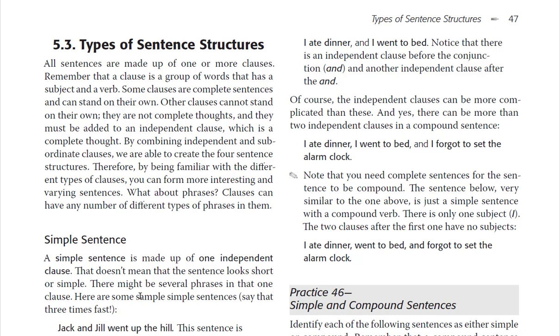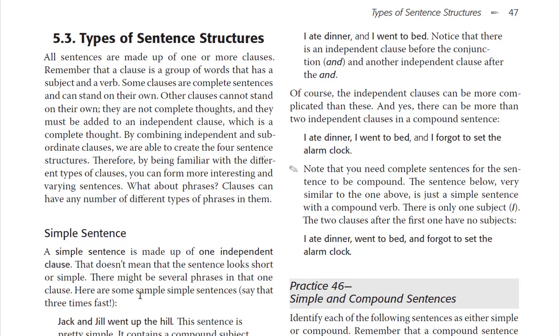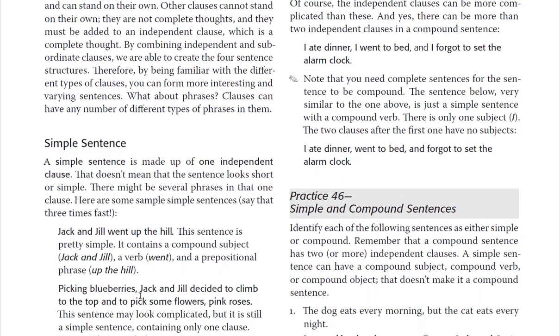There is only one subject, I. I ate dinner and went to bed and forgot to set the alarm clock. So this is not a compound sentence. This is just a simple sentence with compound verbs.